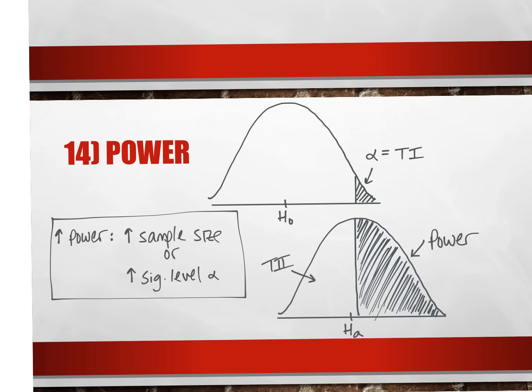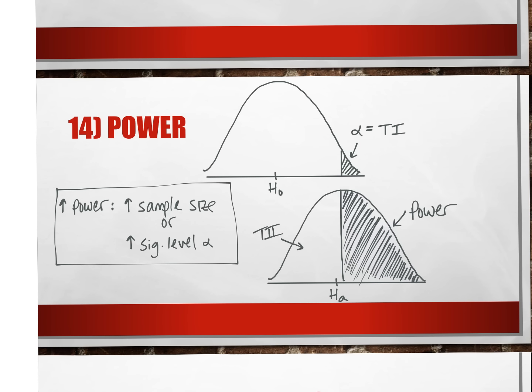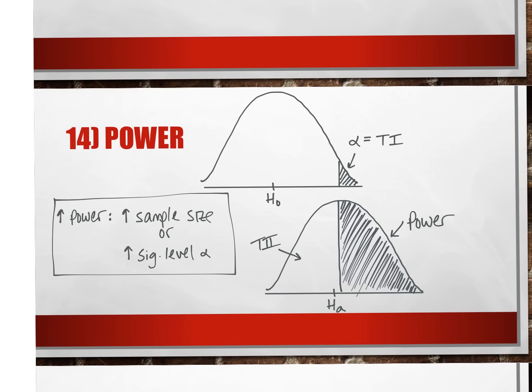Number 14, let's talk about power. In my opinion, there's only a few things that you need to understand about power, and it's come up a few times on these free response problems that we've been doing. But remember that you have this H0 that you are assuming to be true. But this is an incorrect center to our bell curve, and we're trying to detect that by doing a test. We want to reject this because this H0 is false.